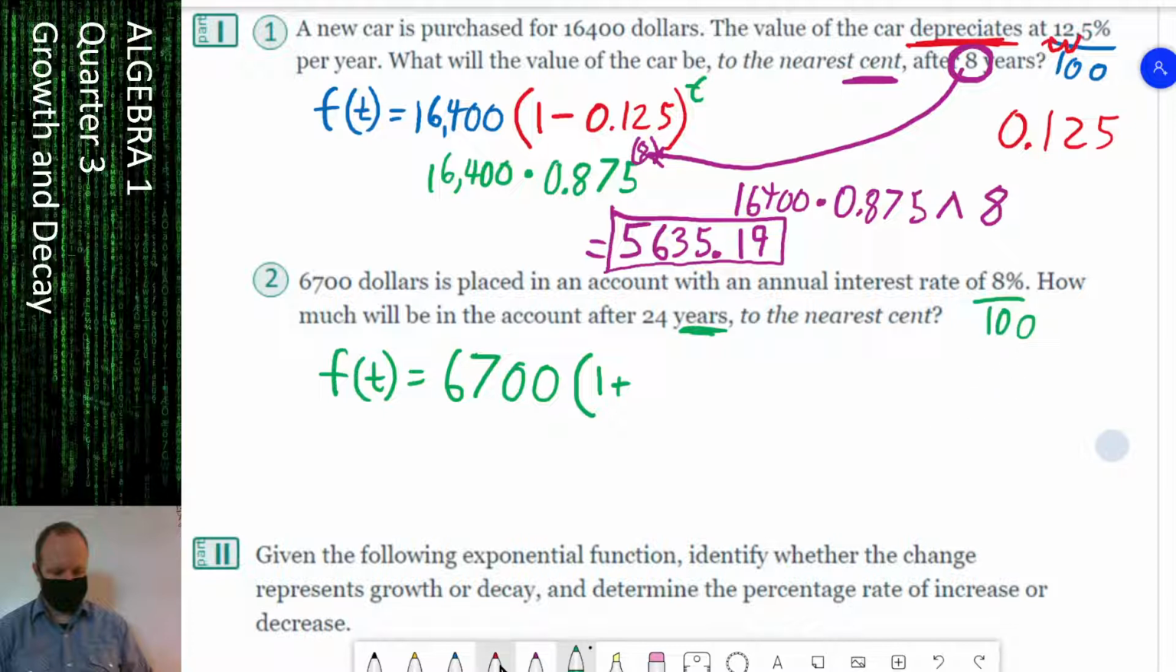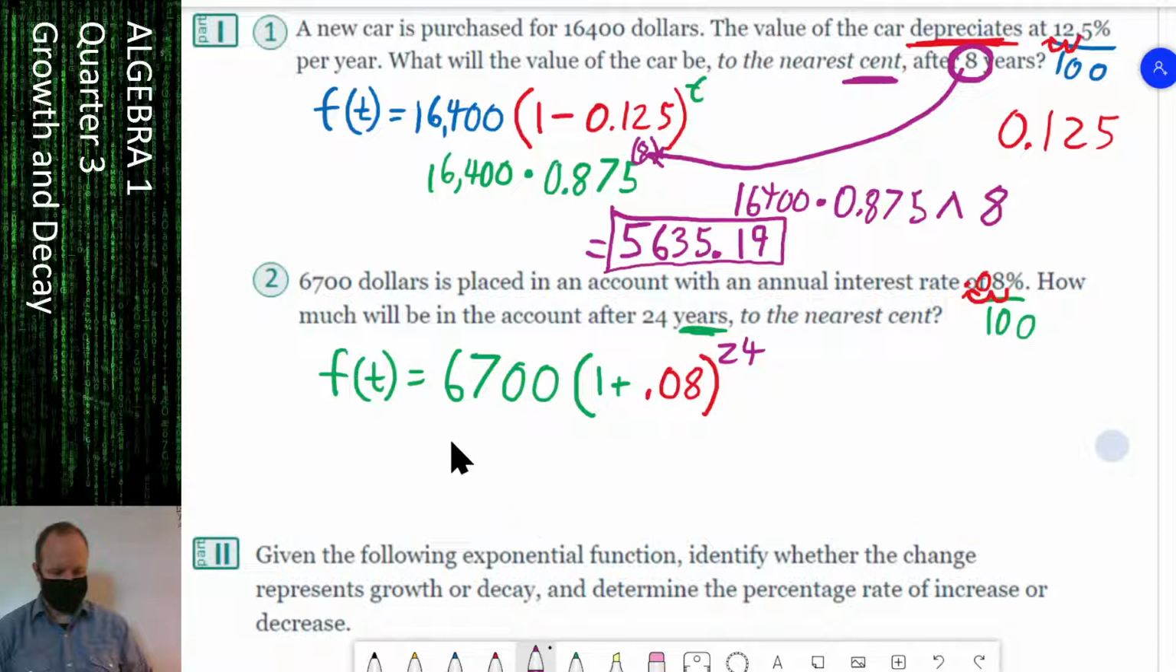0.08. And yes, 0.08. Make sure that there is a 0 between the decimal and the 8. 8% is 8/100ths, and here it is in the 100th place. If we were to put the 8 here, that would mean 8/10ths, right? We're talking about 8/100ths. And what should we raise all of that to? 24. Yeah, it's going to stay in there for 24 years.